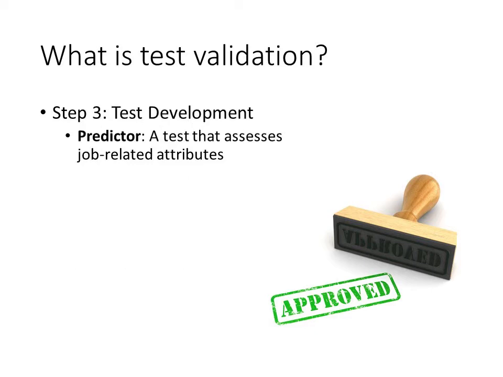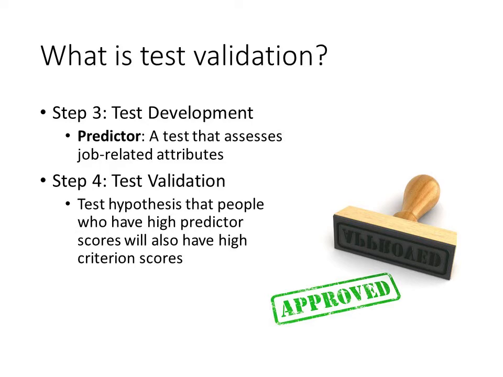Once we know what the job entails, and once we know what we expect from employees, in step 3, we create our test, our measure. A predictor is a test that attempts to predict the criteria. Predictors predict criteria, but we first have to identify the criteria before we can create the predictors. The final step is to actually validate the test and determine whether or not it's an accurate, comprehensive test.